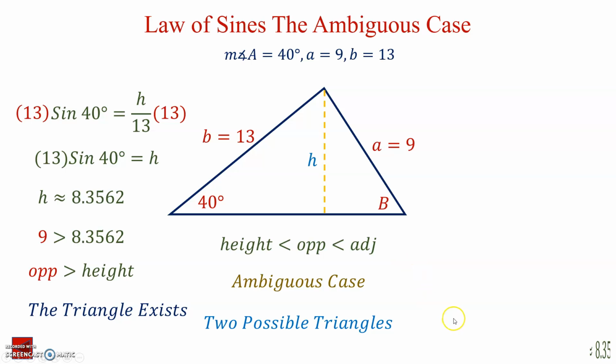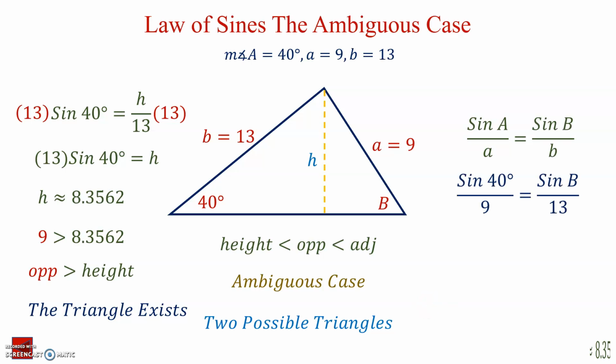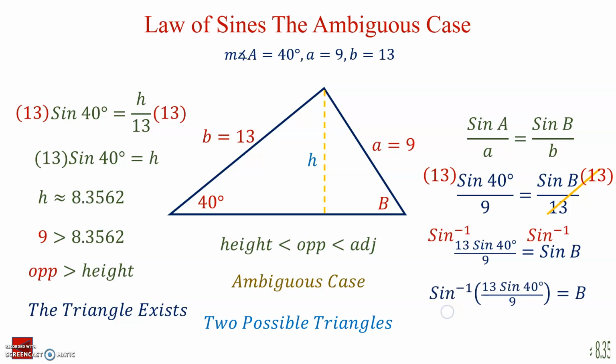So let's go find angle B from the first one, or B sub 1. Using our law of sines, substituting our values in, multiply 13 on both sides to get B by itself. Now it's time to do the inverse sine to get B by itself. So this is what we'll go into the calculator, and that gives us a little over 68 degrees. So we know angle B is 68.2.